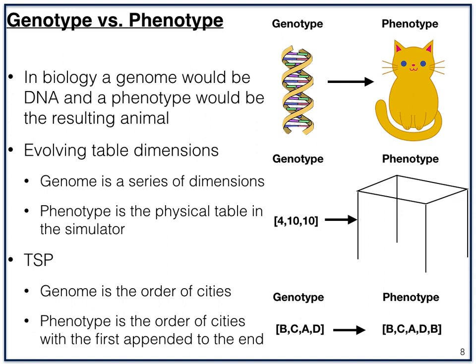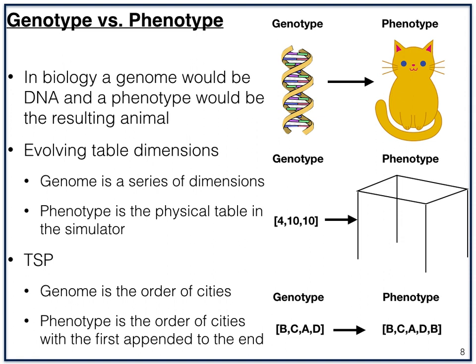Now for the traveling salesman problem, our genome is the order of cities that we're going to encounter. But again, because of the way the problem's set up, we have to make sure that we visit the first city again. And so our genome is just the 4 cities and their ordering, and in our phenotype, we just tack on the first city again.